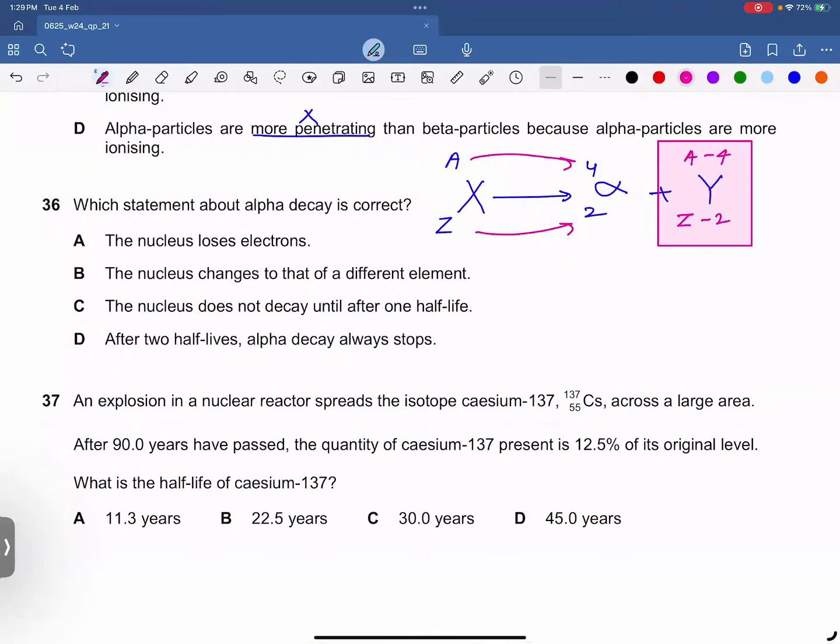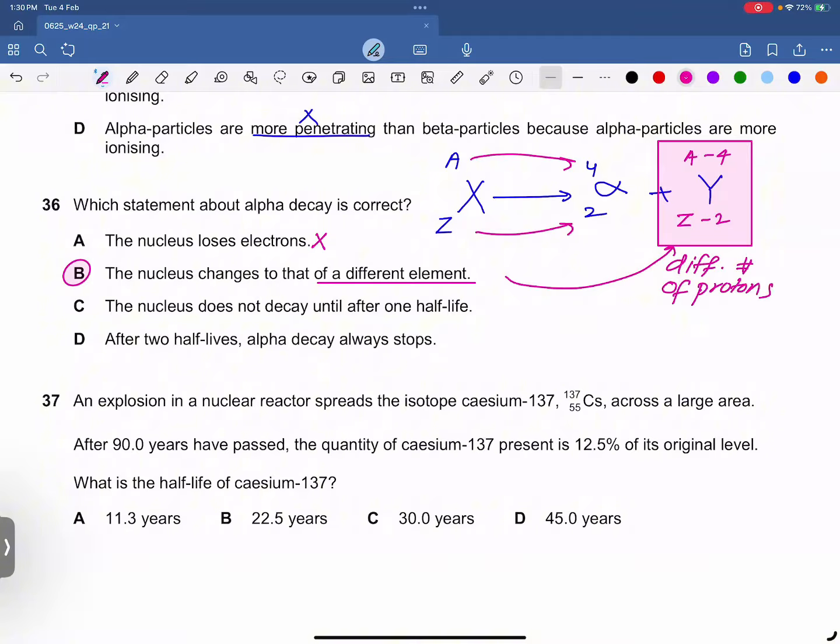So the element which is formed has 4 fewer nucleons and 2 fewer protons. Does the nucleus lose electrons? No, it didn't lose an electron. It lost 2 protons and 2 neutrons. Does the nucleus change to a different element? Yes. Why a different element? Because of a different number of protons.